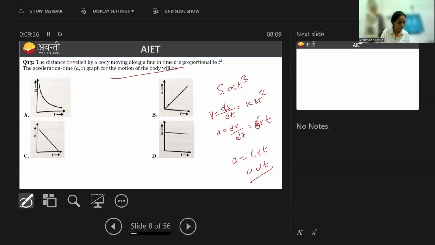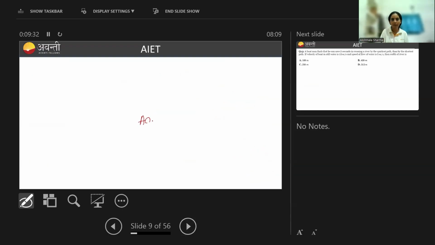So correct answer will be what? Correct answer will be your B. So answer is B.